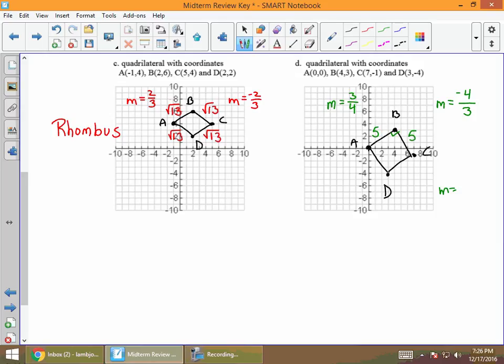1, 2, 3. It runs backwards, running left. 1, 2, 3, 4. Negative 3 over negative 4 is 3 over 4. 3 squared is 9, 4 squared is 16. That adds up to 25, and the square root of 25 is 5. And you'll notice that negative 4 over 3 and 3 over 4, that's another 90-degree angle.